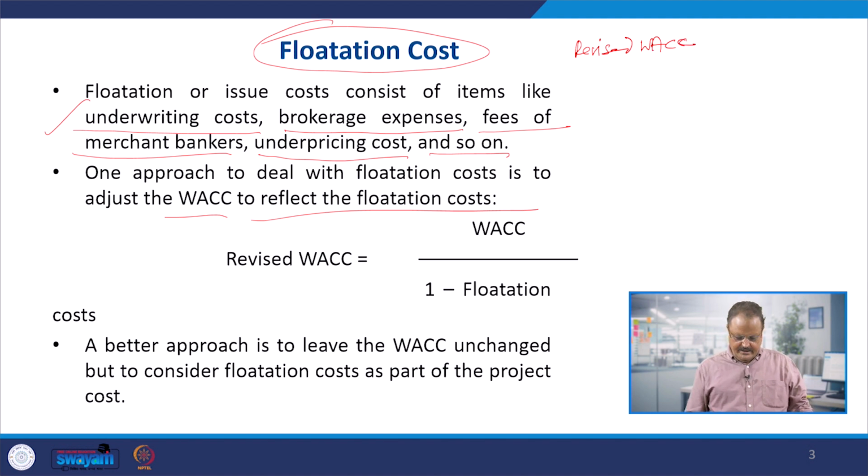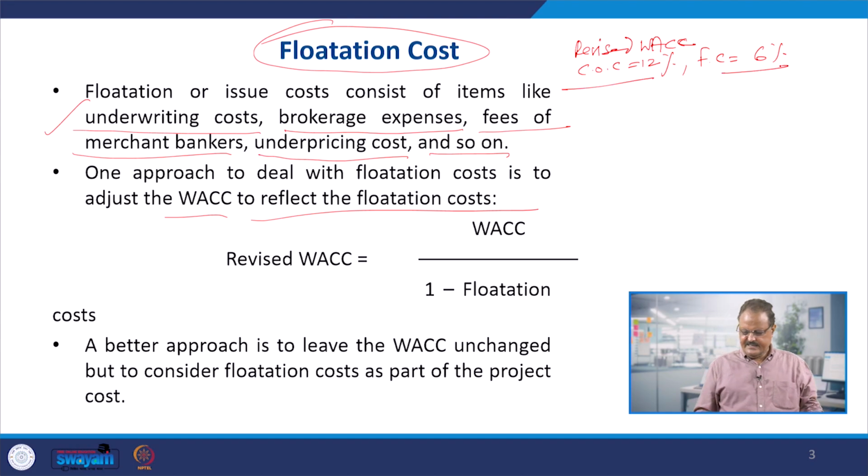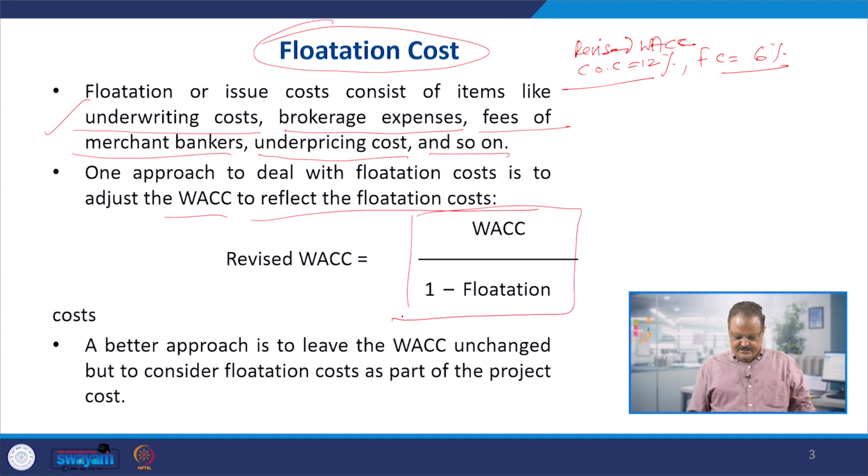So for calculating the revised WACC, we assume certain things here. For example, your initial cost of capital is say 12%, right? This is 12%, and we have to find out that if you want to float the capital from these different sources, the flotation cost is going to be 6%. And if you want to factor this into the WACC and calculate the revised WACC, you are going to follow this model. This model is given to us.